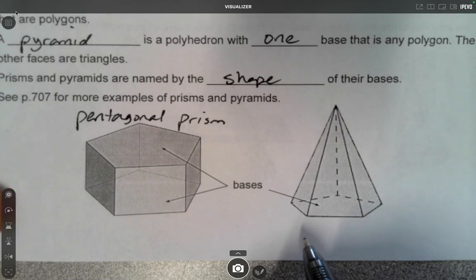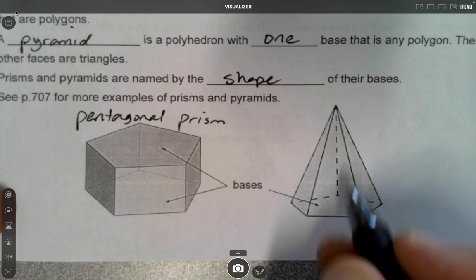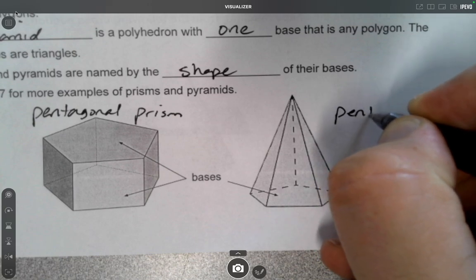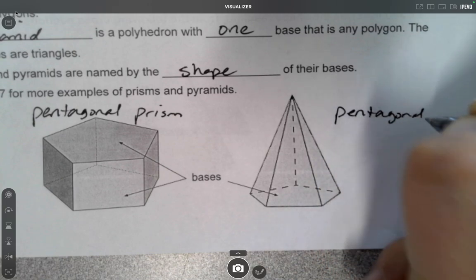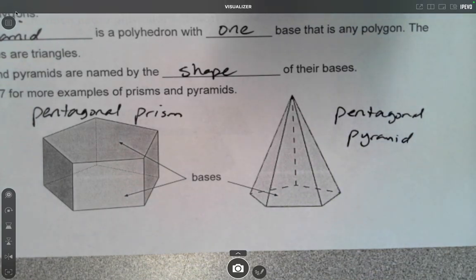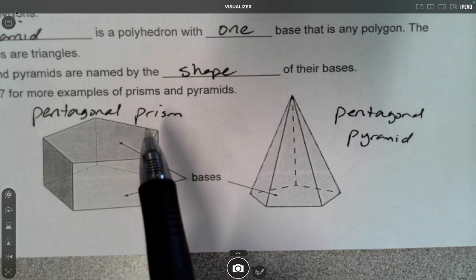Now this one is a pyramid because it just has one base, then comes to a point. So it would be a pentagonal pyramid. So you name these shapes by naming what the base is, what shape the base is, then saying whether it's a prism or a pyramid.